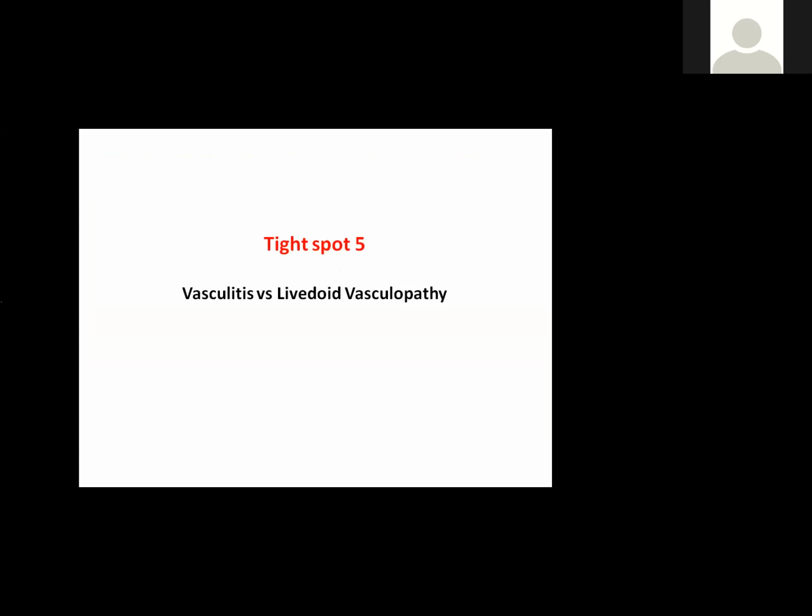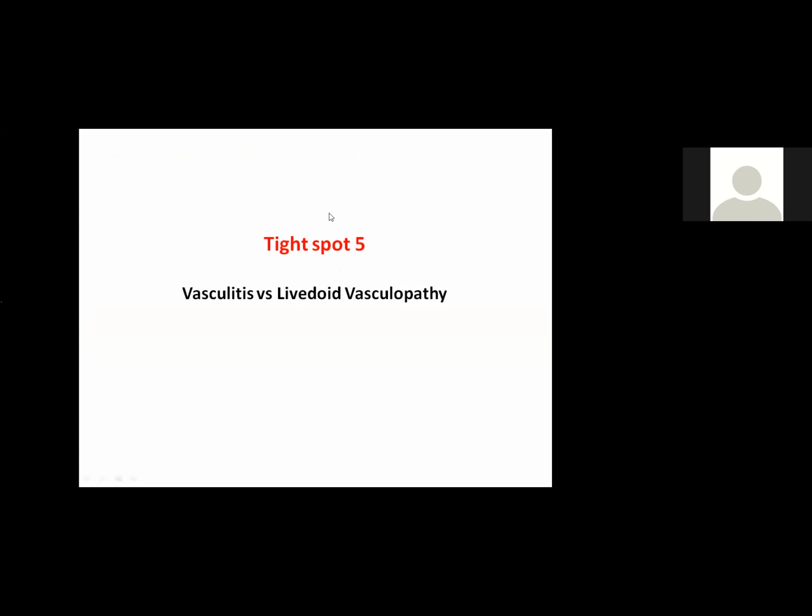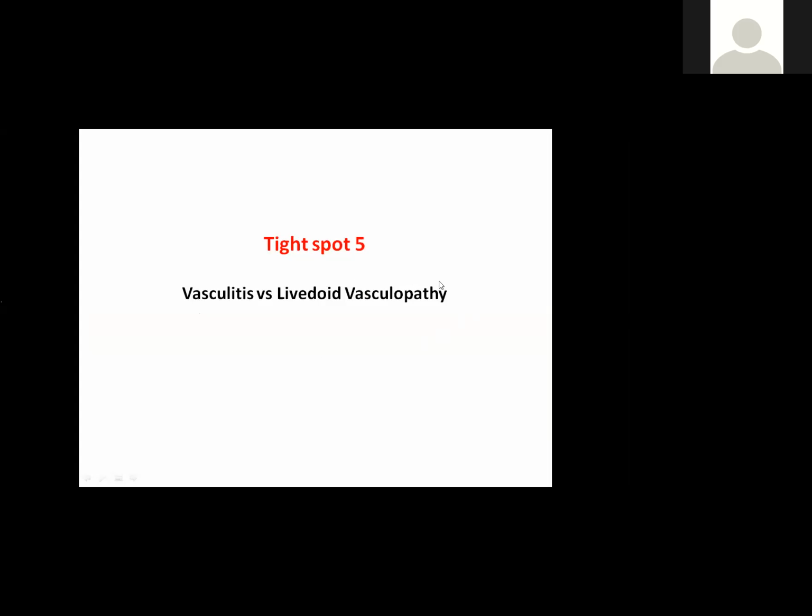My next tight spot is regarding differentiation between vasculitis and livedoid vasculopathy. And in my talk, I usually bring up these two entities. The reason is that we often encounter patients of livedoid vasculopathy that have been pumped with anti-inflammatory agents and immunosuppressive agents for months and years together, thinking that they are being treated for vasculitic ulcers, and there is no response. And the dilemma is that the ulcers in both these conditions look very similar.